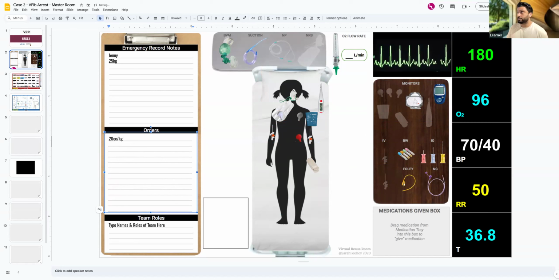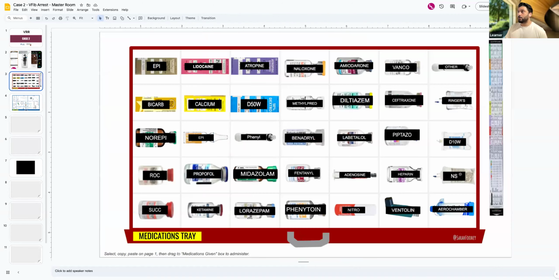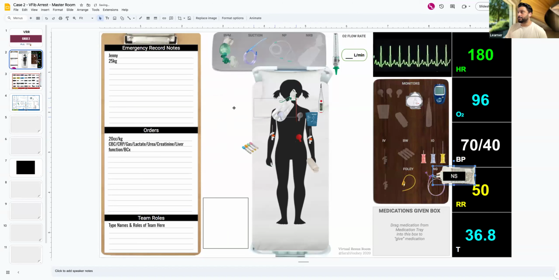Okay. I've got two IVs. 500 mils. You want me to draw some blood work as well? Yes, please. If you could send off a CBC, CRP, gas, lactate, urea, creatinine, liver function, and a blood culture. Okay. Perfect. All right. Those will all be sent. I can work on that. Okay. And if we could also call X-ray in the meantime as well, just to get ready on standby.